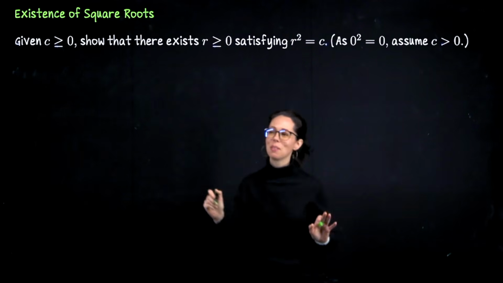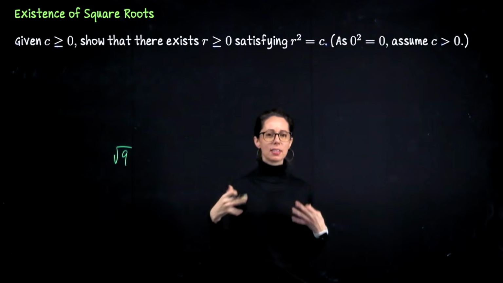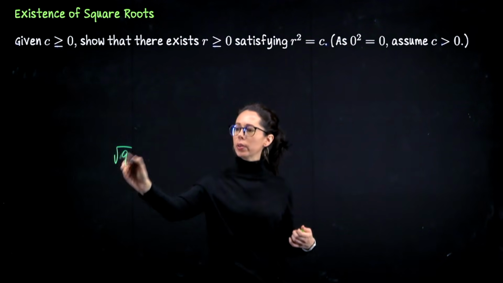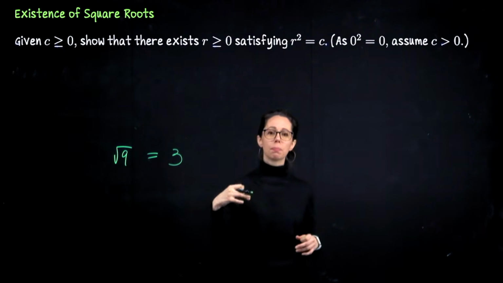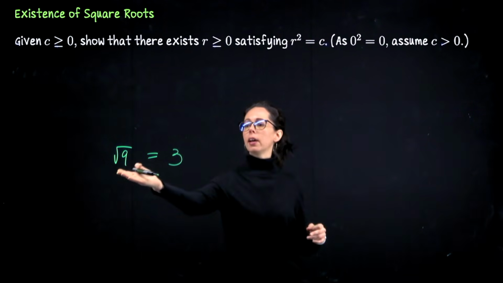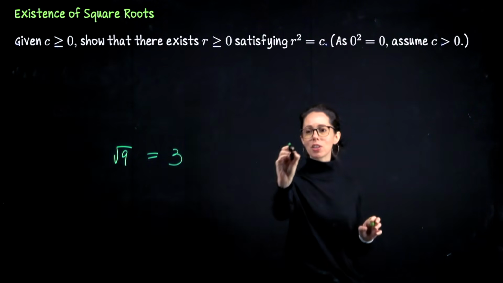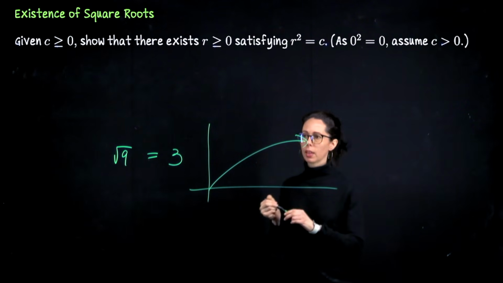Let me just quickly point that out, because this is a mistake I see students make. I think it's because of the way that we sing the quadratic formula. The square root of 9 is not plus or minus 3, it's just 3. Okay, 3 squared is 9, negative 3 squared is also 9, but the square root of 9 is 3. When we draw the square root function, we draw it in the first quadrant.